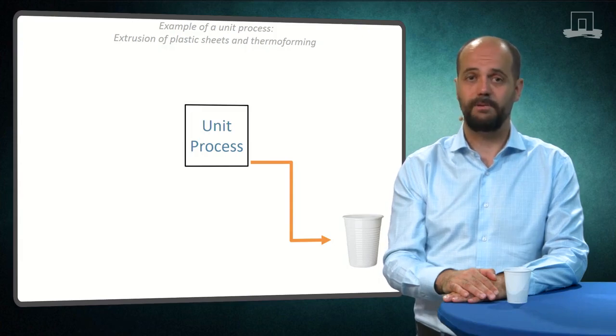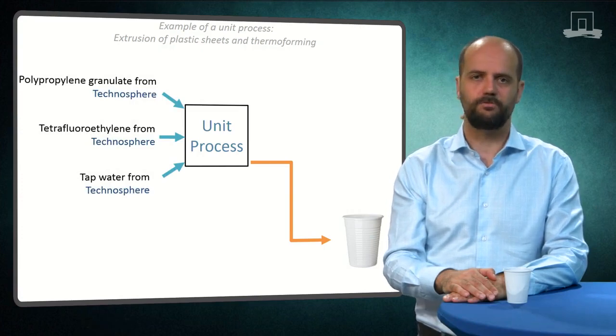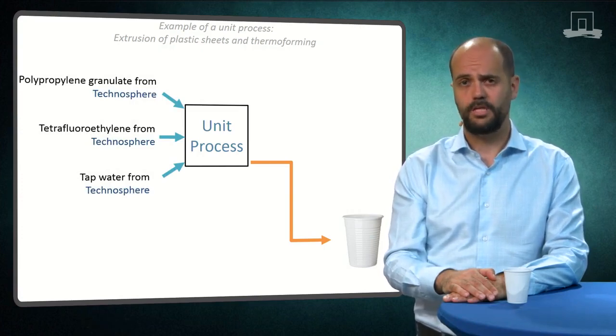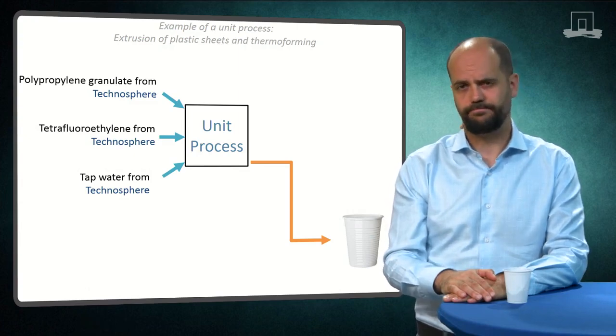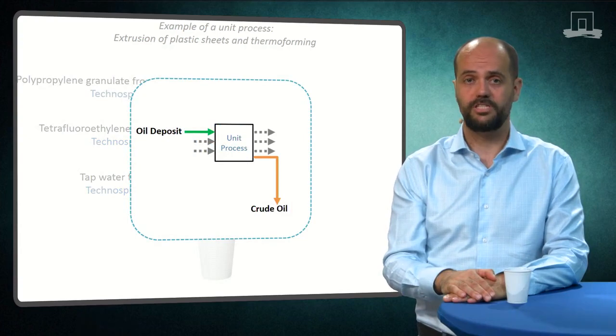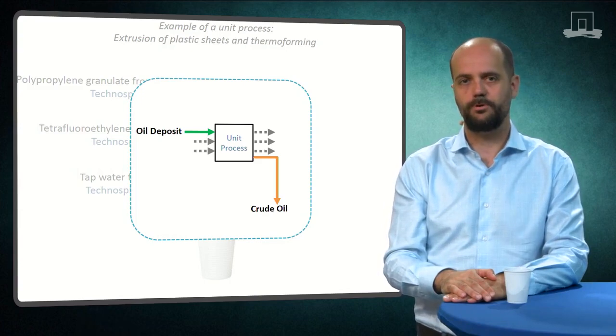This means the conversion of plastic granules to plastic sheets and then cutting and molding the cups from the plastic sheets. We have resource inputs going into the unit process, such as polypropylene, tetrafluoroethylene, and tap water. These three material flows are examples of inputs from the technosphere, since they all come from industrial processes. The unit process is part of the manufacturing phase of the product and downstream from processes that take materials directly from nature. If we looked at unit processes such as crude oil extraction, then we would see a flow of material from nature into the unit process.